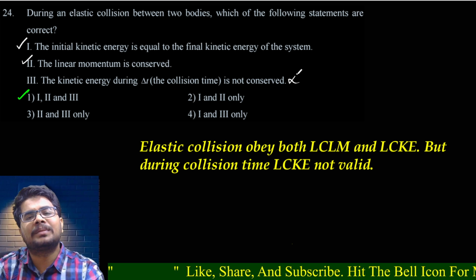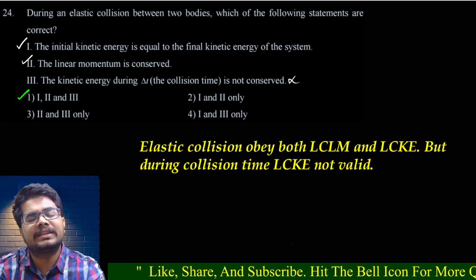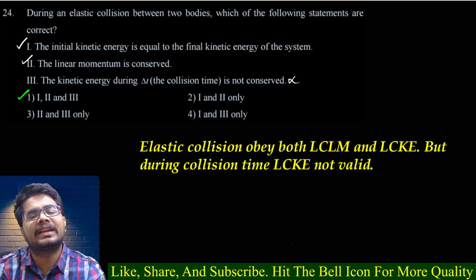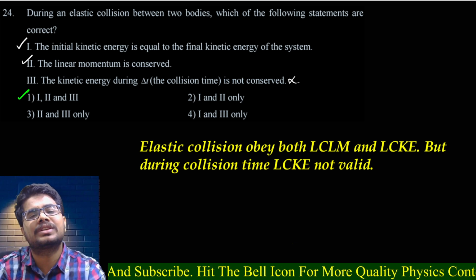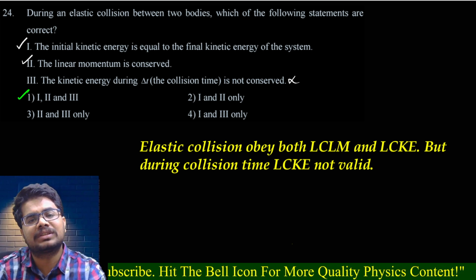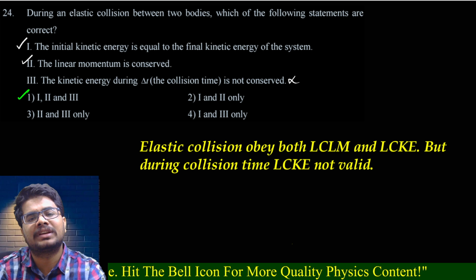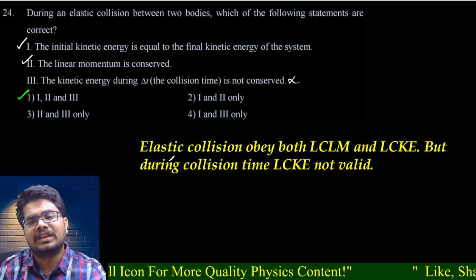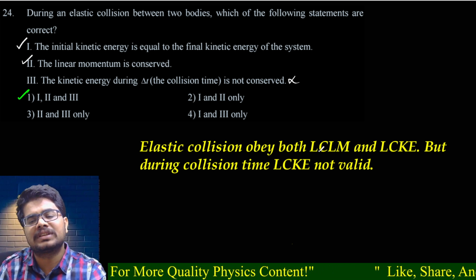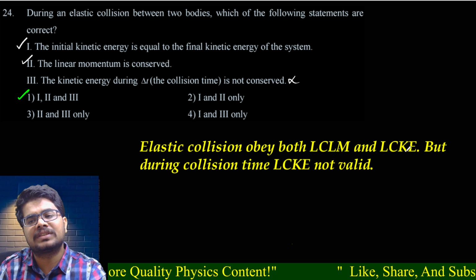During collision time, what will happen? Two bodies will get compressed. Then potential energy will increase and kinetic energy will decrease. Means kinetic energy will not be constant during the collision. So the third statement is also a correct statement. So first point, second point, third point, all three are correct. That's what we mentioned: elastic collision obeys both the law of conservation of linear momentum and the law of conservation of kinetic energy.